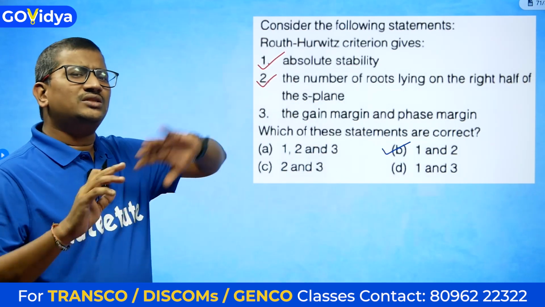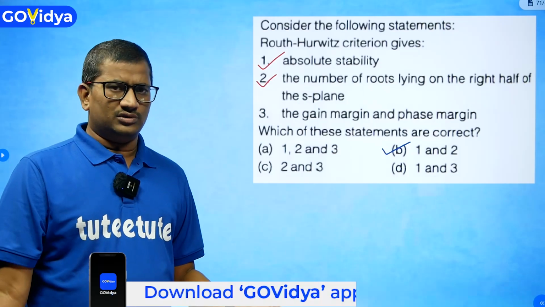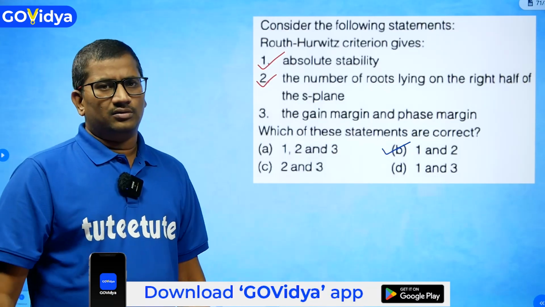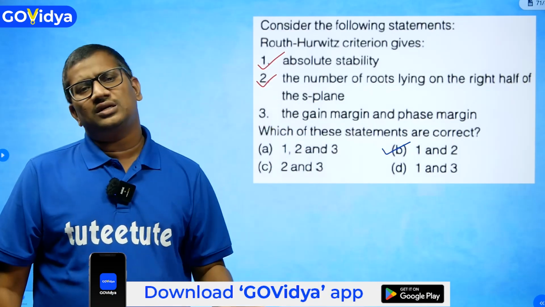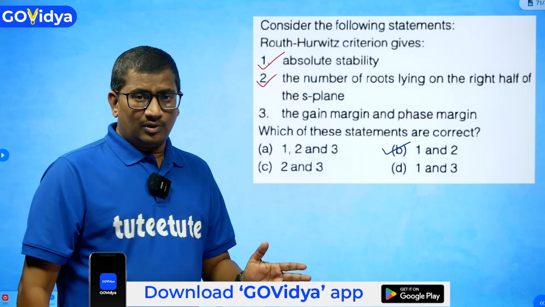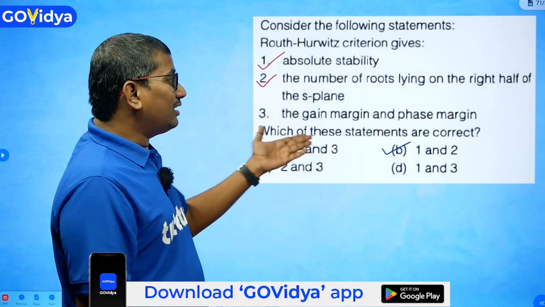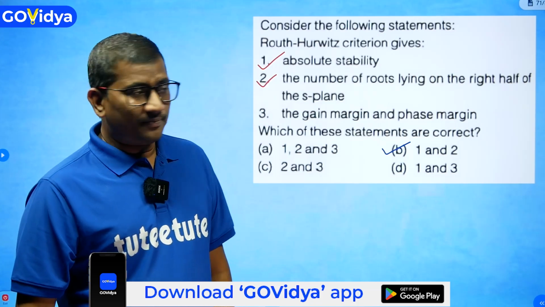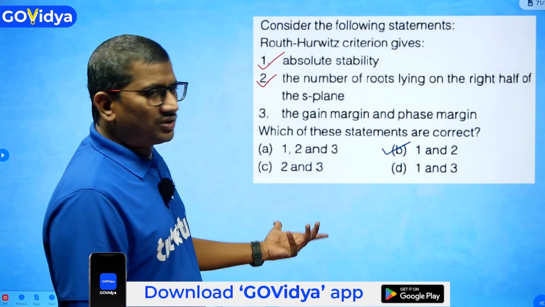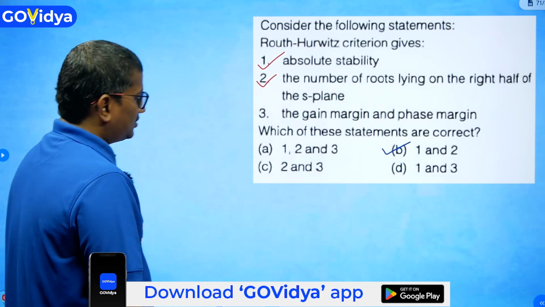It will give you just stability information only. Whether it is stable, marginally stable, or unstable, that information only it will give. But it will not give the gain margin and phase margin. Okay? Simple question. Now let us see another question.